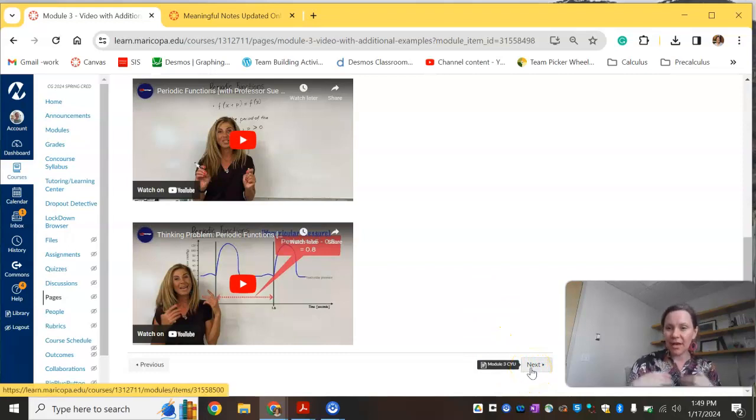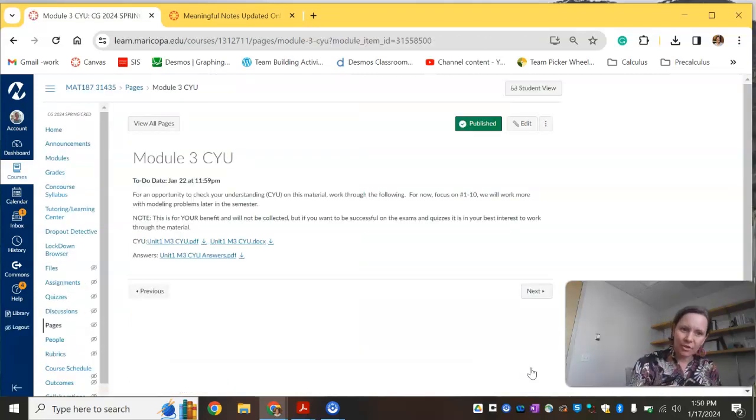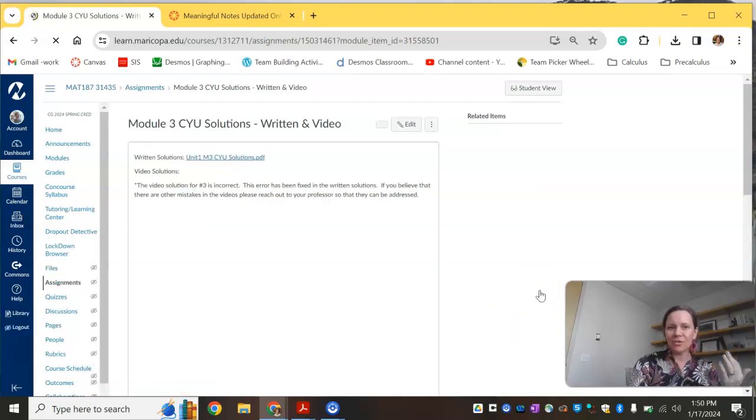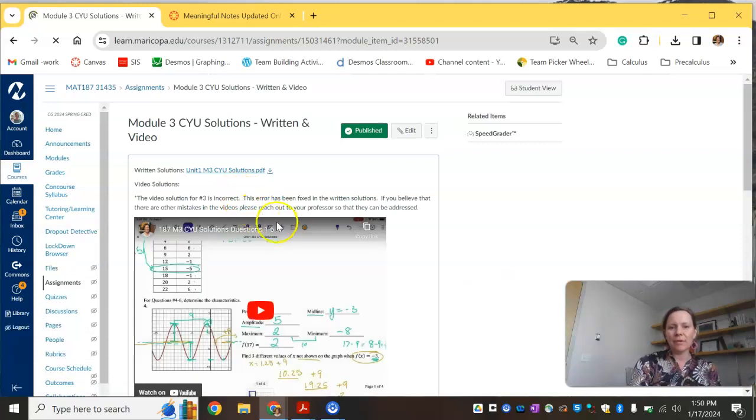And that sort of is to help you learn the material. And then just like with the last module, you will see we have our Check Your Understanding. It does have a due date in Canvas. I'm not collecting it, but you really want to do these CYUs. And then on the next slide, you will notice that there are the CYU solutions.